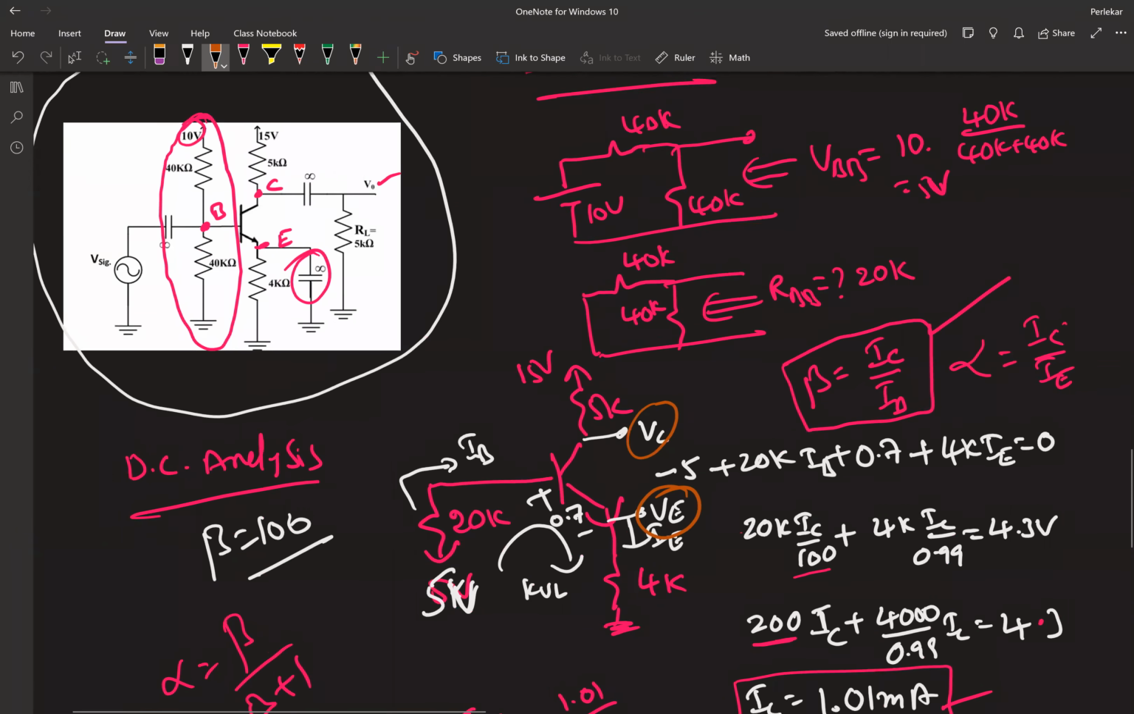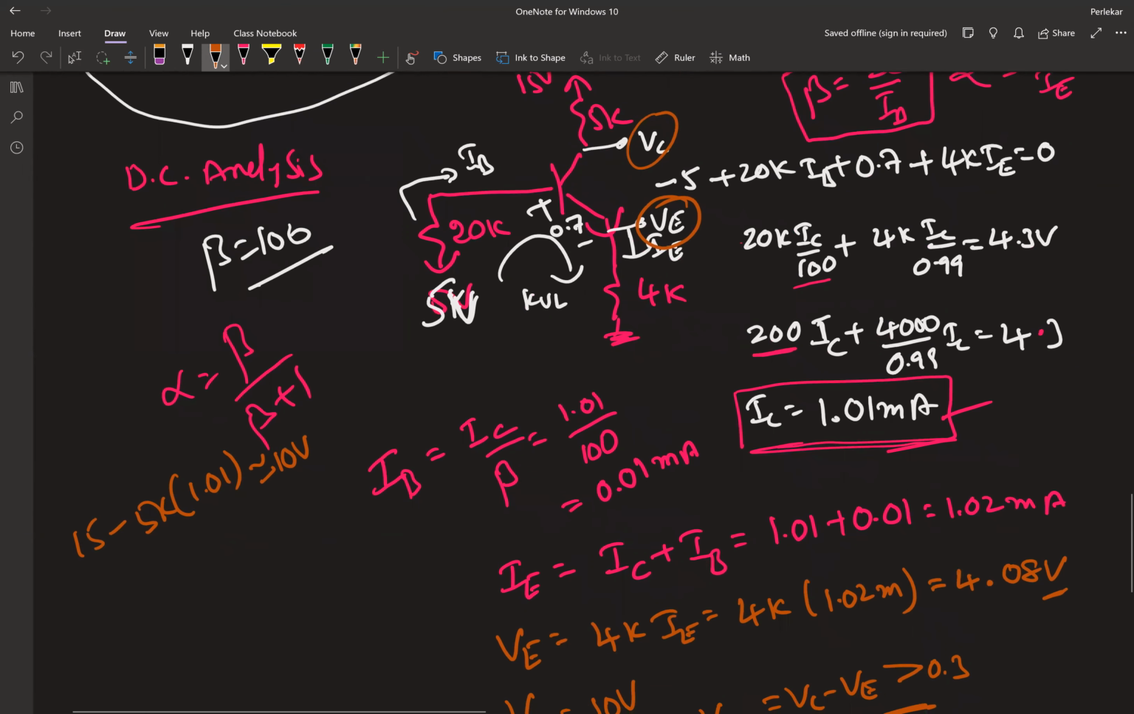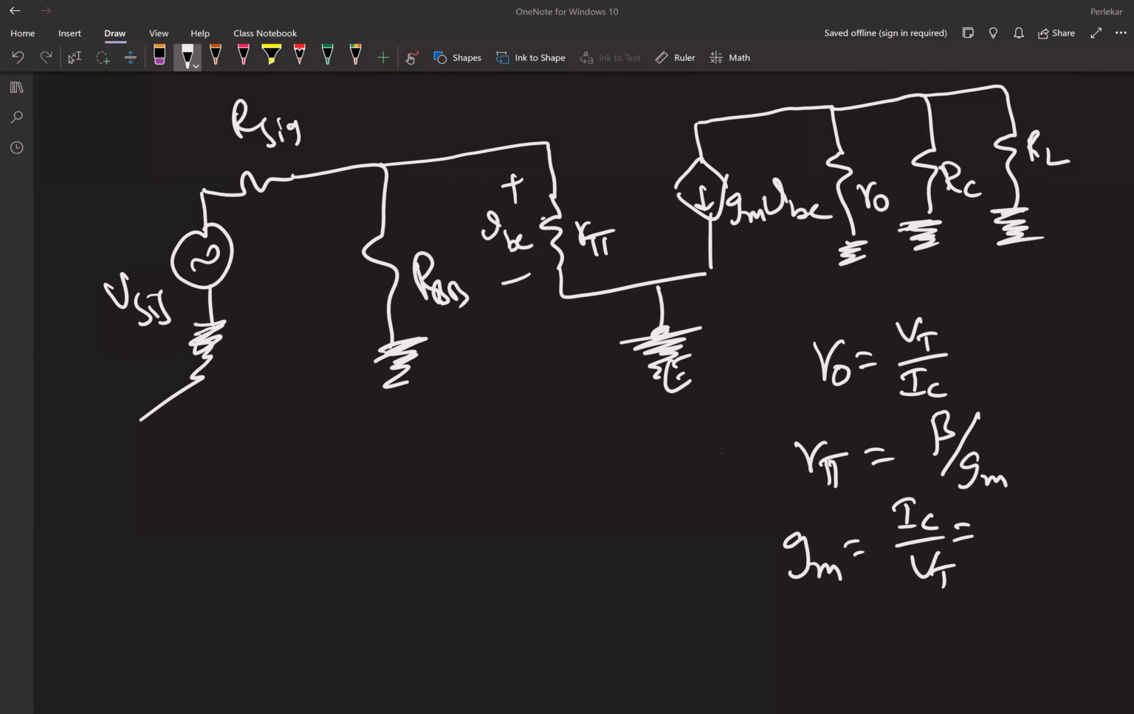Now we're going to do the AC analysis. Since the emitter is grounded, we're going to use the pi model. If the emitter is not grounded, then we'll use the T model. As mentioned, since the emitter is grounded, we're going to do this example by using the pi model. So this is the equivalent circuit of the pi model.